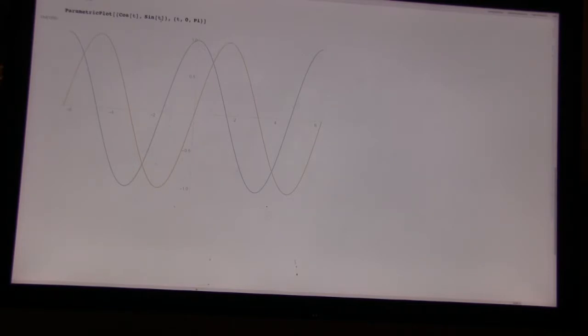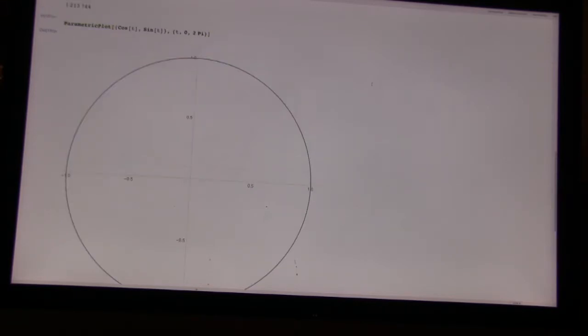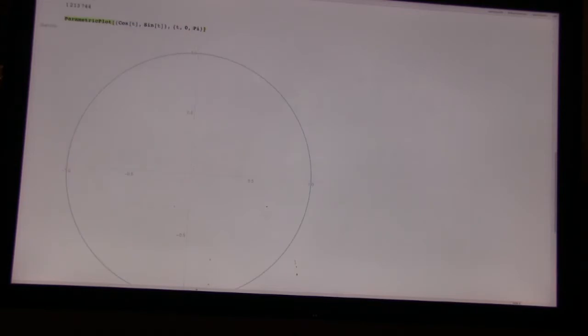I only ran it from t to pi, so look at that. Half a circle. And if I go to 2 pi, what do you think it's going to look like? Full circle. By the way, is that on camera? Yeah, it is. It's barely on the screen. What if I go to 4 pi? What's it going to look like? I think it'll just look like this. It'll just keep looping around itself.